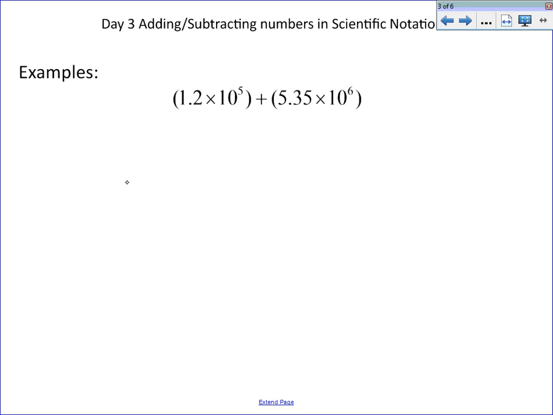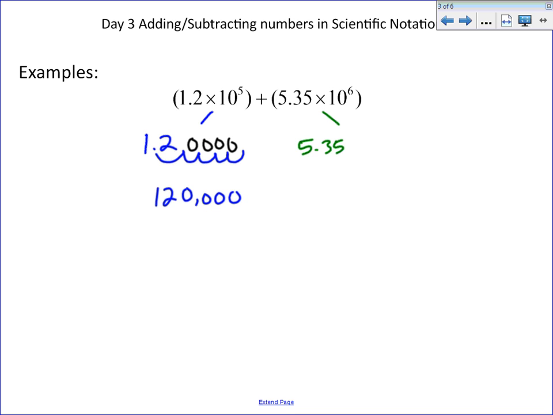So if we look at this first example, the first thing we need to do is take both of these problems and convert them out of scientific notation back into standard form. It's a positive exponent, so we need to move it this way 5 spaces so that it makes a big number. We add our zeros, and we get 120,000. Over here, we're going to take our 5.35 and move it now 6 spaces: 1, 2, 3, 4, 5, 6. Again, it's positive, so I'm moving it to the right to get 5,350,000.